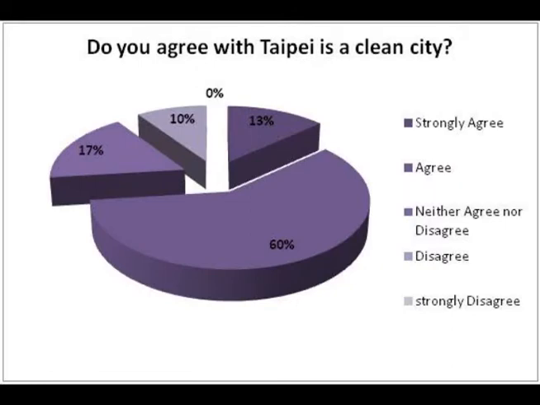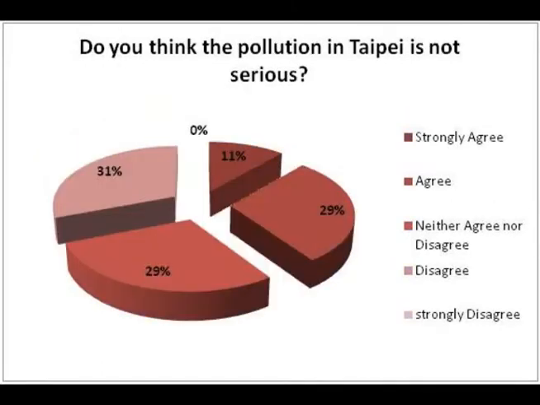After we quickly go through the economic aspect of Taiwan, we are going down to the environmental aspect of Taiwan. The first question is, do you agree that Taiwan is a clean city? Most of them agree with that, over 60% of the respondents. So in terms of opinion, Taiwanese think that Taipei is a clean city. And as we go down, do you think the pollution in Taipei is not serious? Most of them answered disagree.